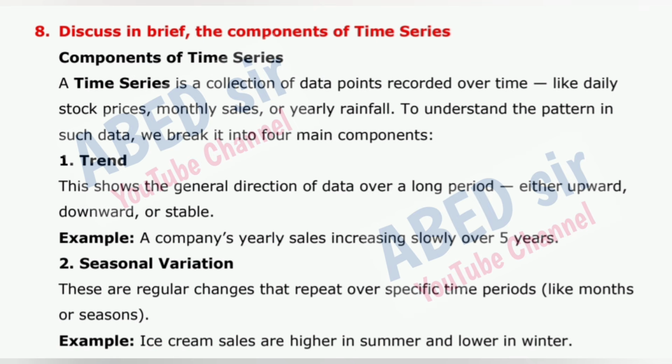1. Trend. This shows the general direction of data over a long period, either upward, downward, or stable. Example, a company's yearly sales increasing slowly over 5 years. 2. Seasonal variation. These are regular changes that repeat over specific time periods, like months or seasons. Example, ice cream sales are higher in summer and lower in winter.